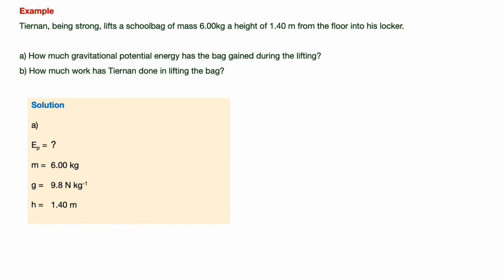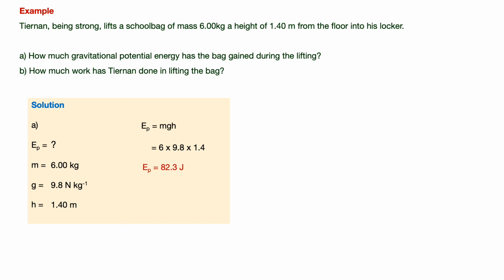Okay, the next stage then, we've listed our variables, is to state the equation. EP is mgh. Hopefully you'll know that from memory, but it is on the equation list. Substitute in the values for m, g, and h. Use your calculator to get the final answer, which is EP is 82.3 joules. So Tiernan has done 82.3 joules of work in lifting this bag.